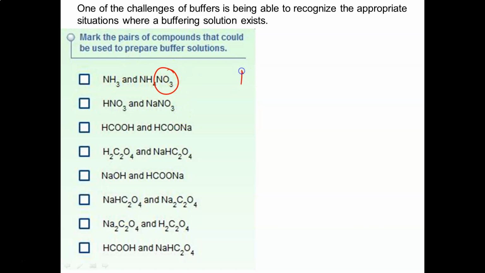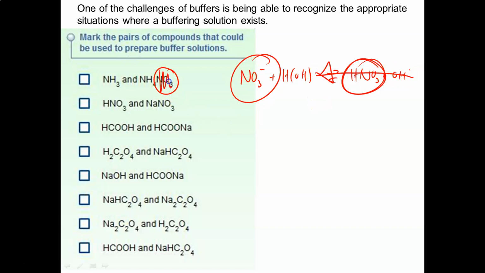How do I know it's a spectator ion? NO3 plus water would result in you producing HNO3 and hydroxide. And of course, we know HNO3 is strong, so there's no way this could form, so it's just a spectator ion. I don't have to worry about this one. I just have to worry about these two.